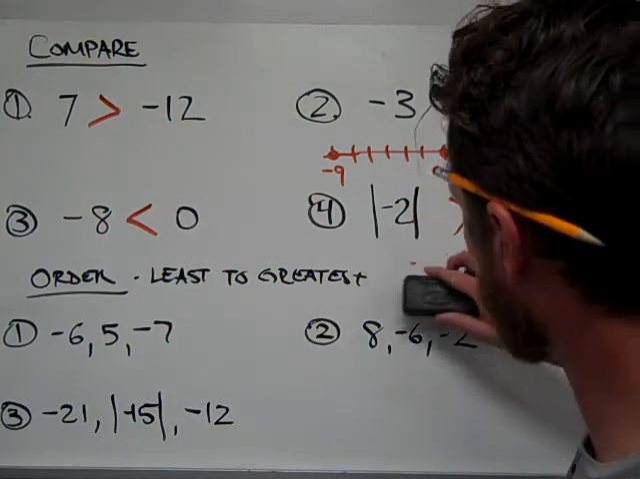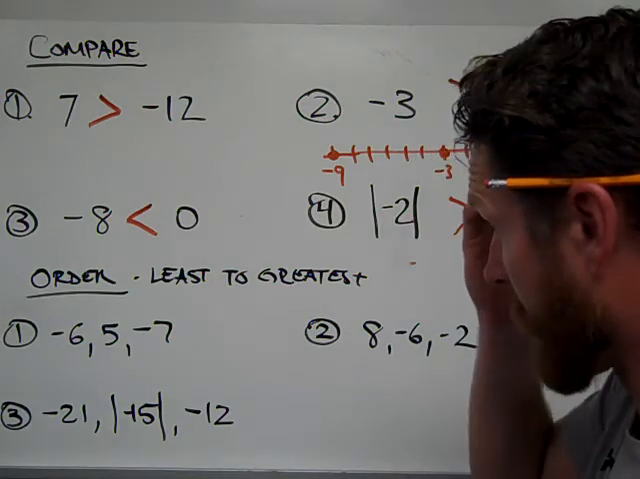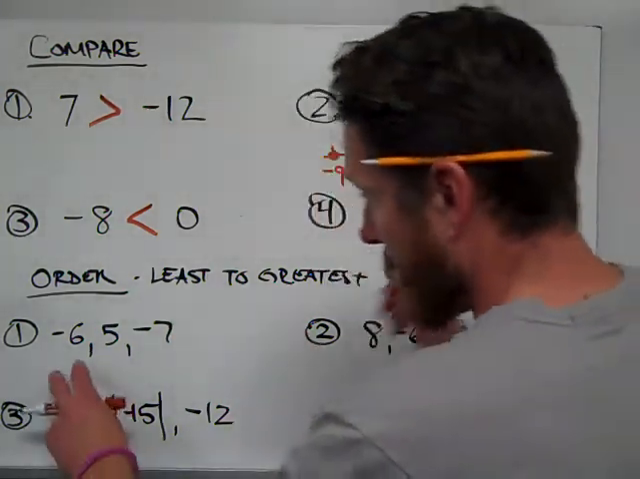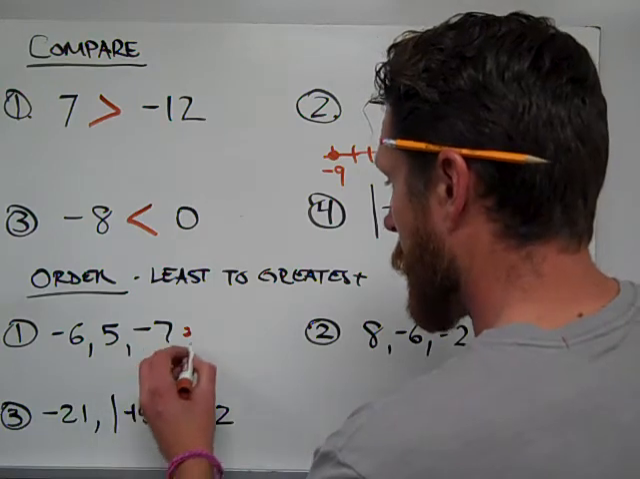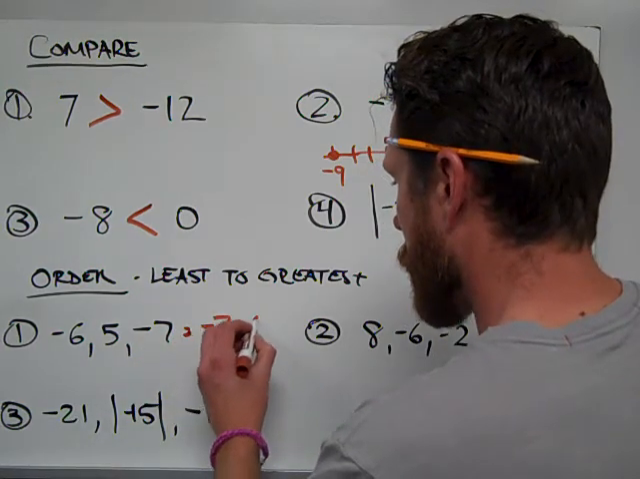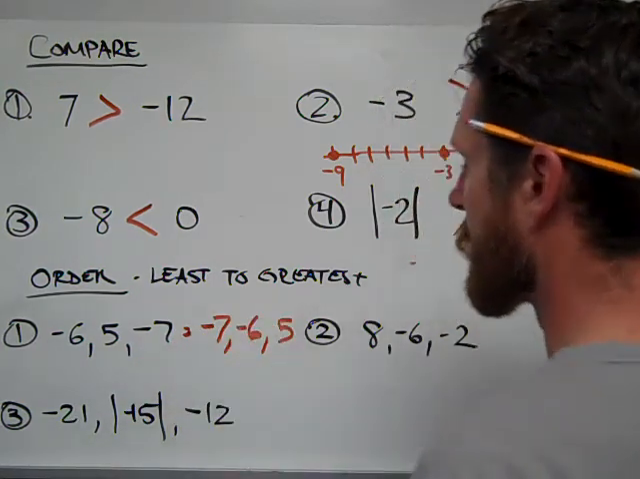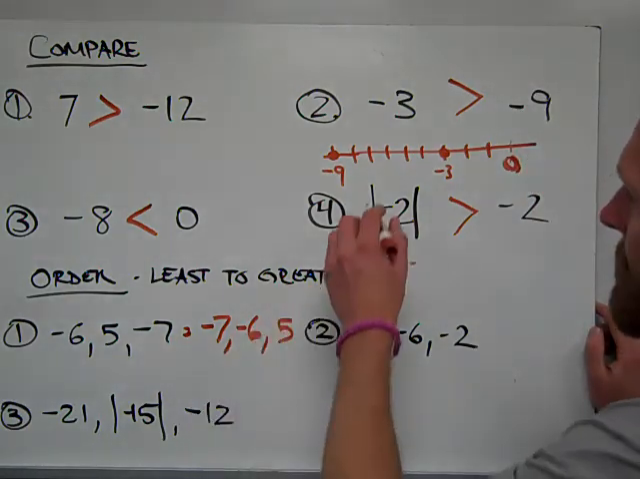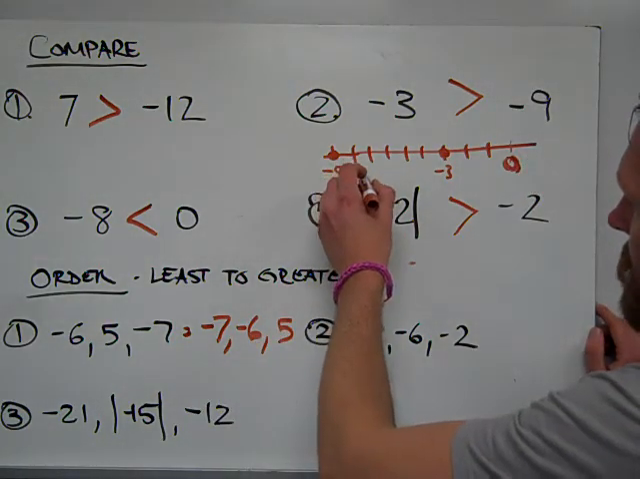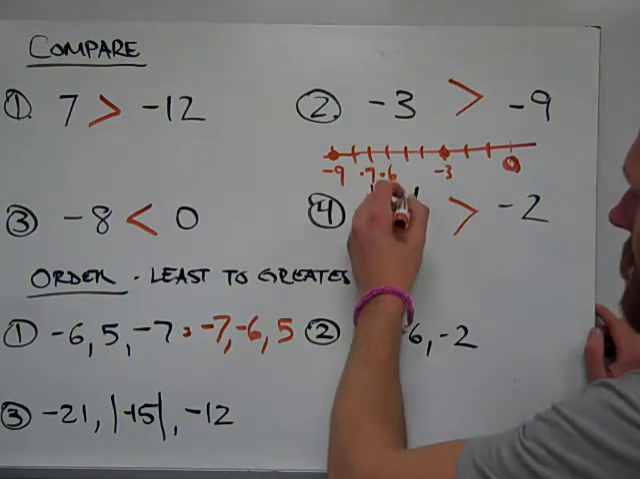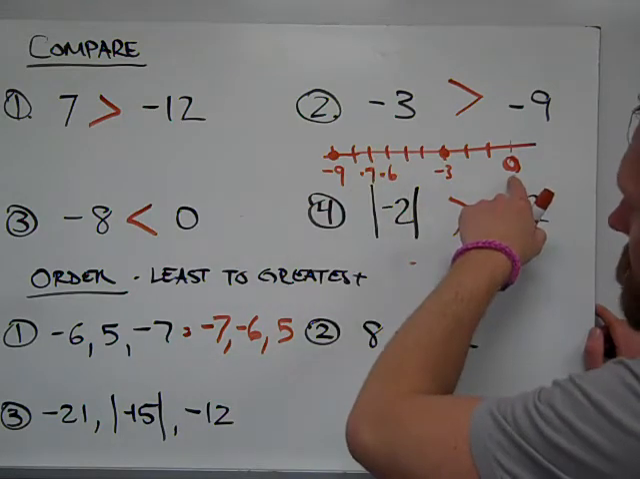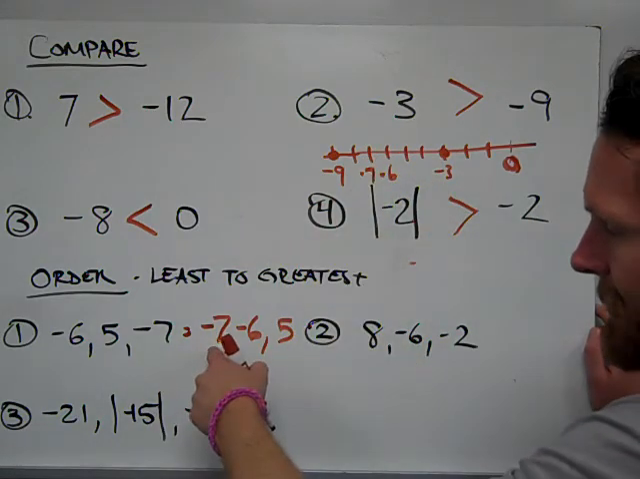Let's list now. Order. Least to greatest. So the least one here, we're going to go negative 7, negative 6, 5 being the greatest. Once again, number line. What do we have? This is going to be 7, this is going to be 6. 7 is further away from 0, so that means it is less.